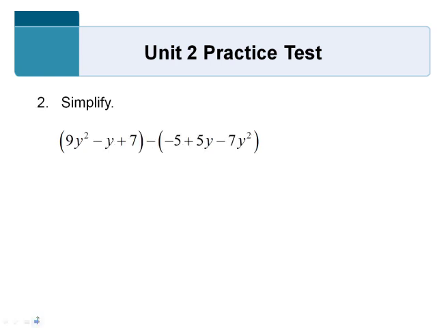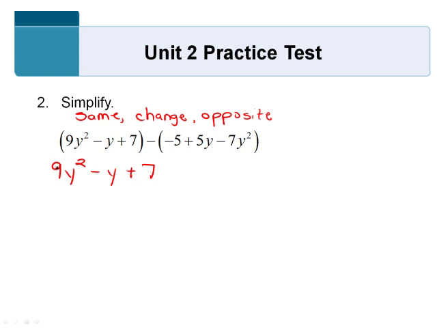Okay, number 2. Now on this one, we're subtracting polynomials. So you have to be careful because with subtraction, you're basically doing same, change, opposite, just like you would with plain old integers. So basically what we're going to do is keep the first polynomial the same, okay? 9y squared minus y plus 7.